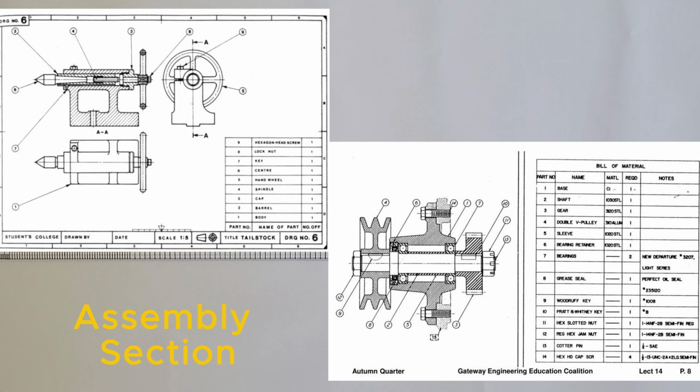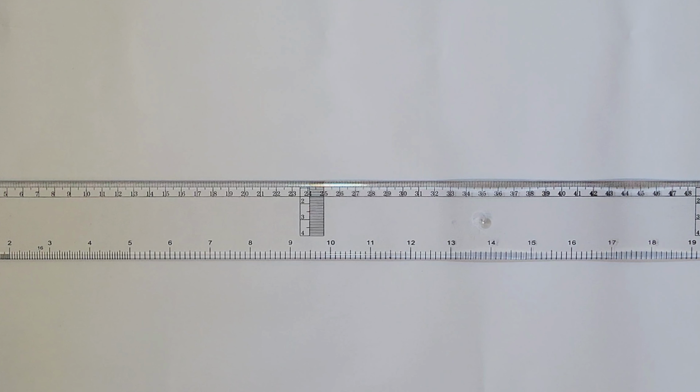Assembly section. When several parts are assembled together, we may section the assembly to show how the parts fit. Standard fasteners like bolts and nuts are left unhatched. That will be all for this video.